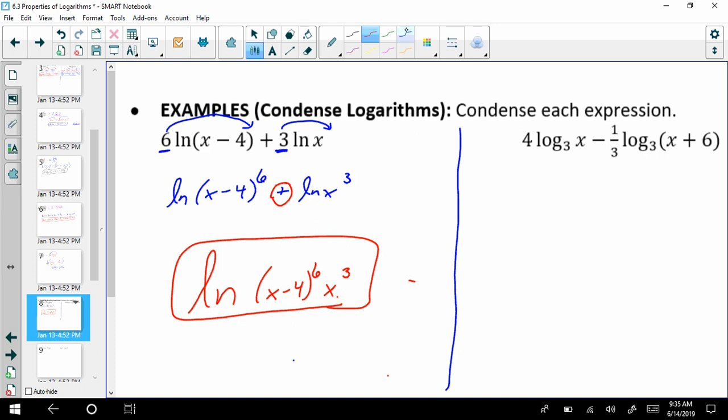Notice in my final answer, you only see log once. One log, condensing it down to one thing. Let's try the next one. So my numbers in front are going to turn back into the exponents.